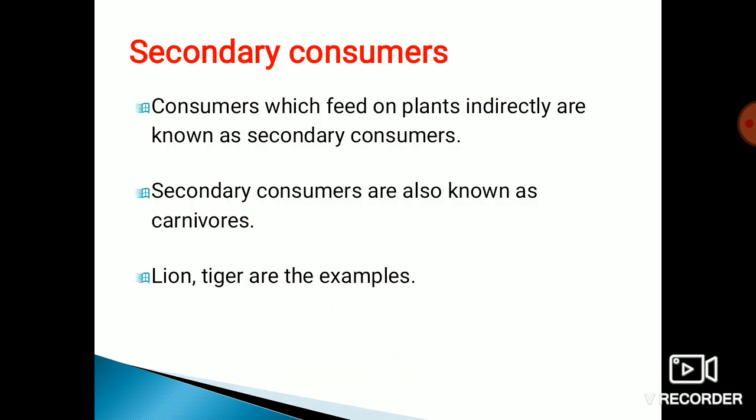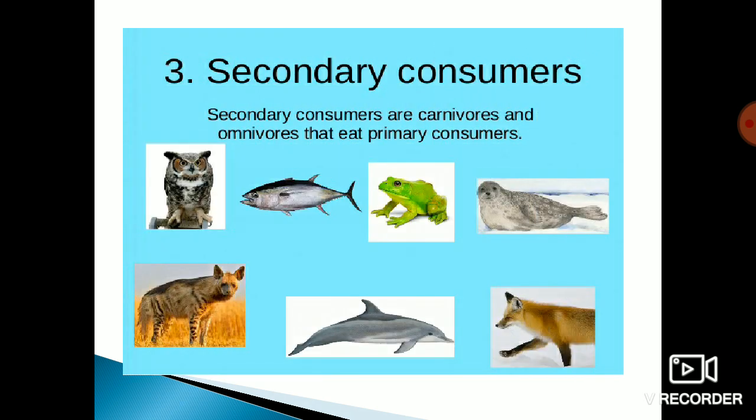Secondary consumers. Consumers which feed on plants indirectly are known as secondary consumers. Secondary consumers are also known as carnivores. Lion, tiger are the examples. You can see different types of organisms which are secondary consumers.